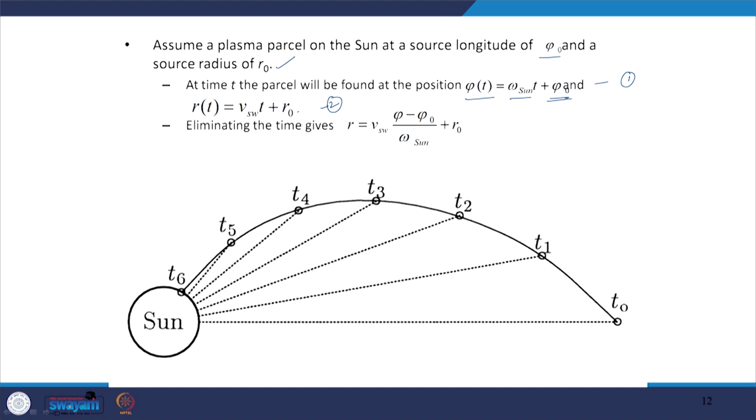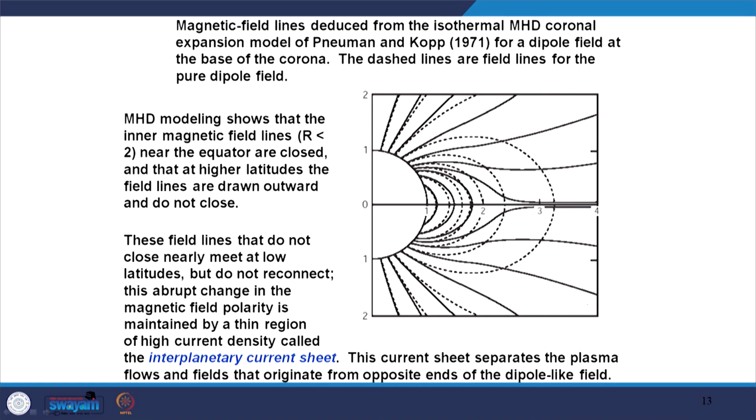So, you take equations 1 and 2 and eliminate time. We take t equals r minus r naught divided by v sw, and substitute this into the first equation. You will get that r equals the velocity of the solar wind times, what is this? This is the longitude, and this is the source longitude, times the angular velocity of the sun, plus r naught. So, this is how it looks.